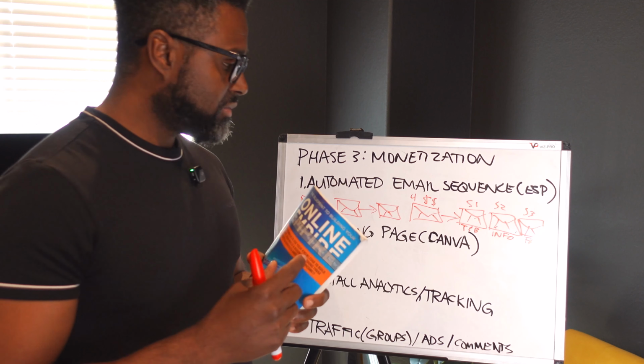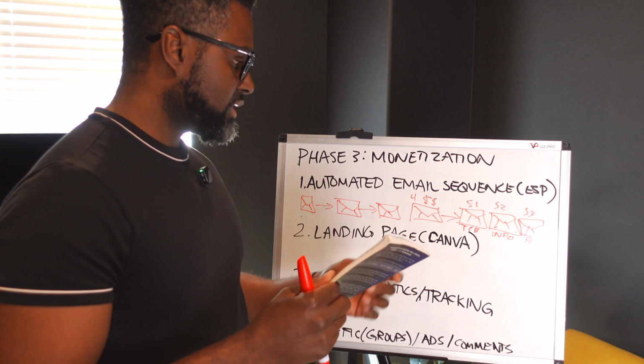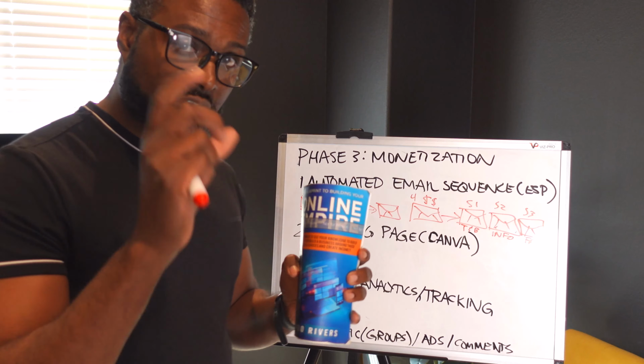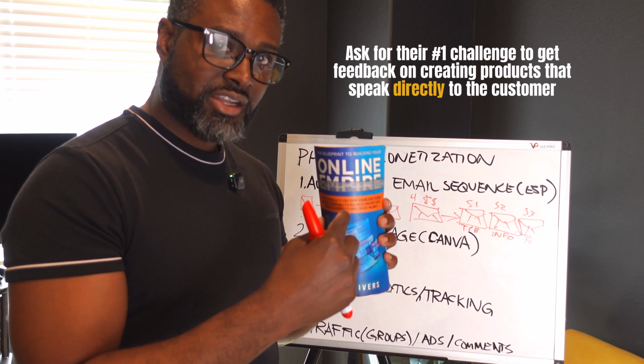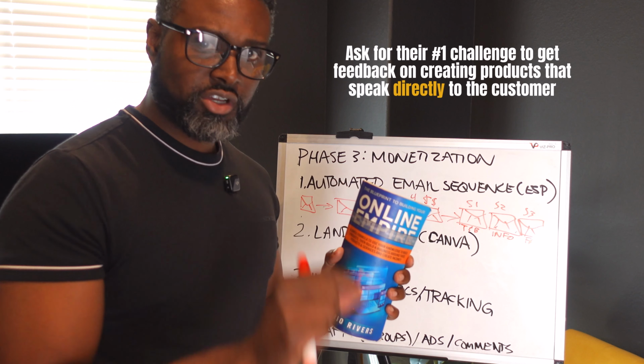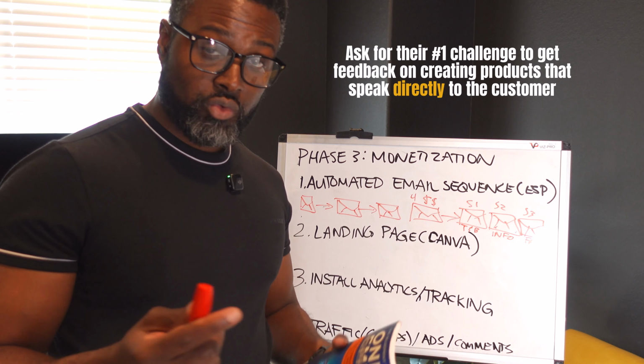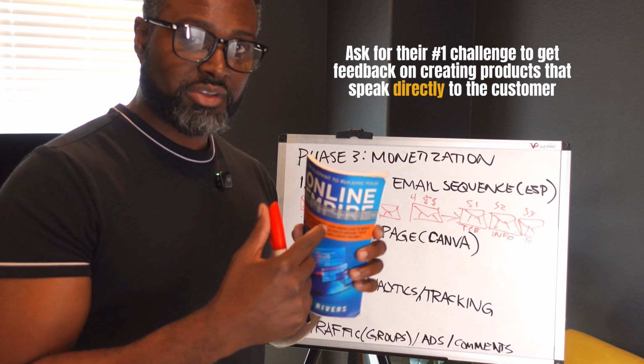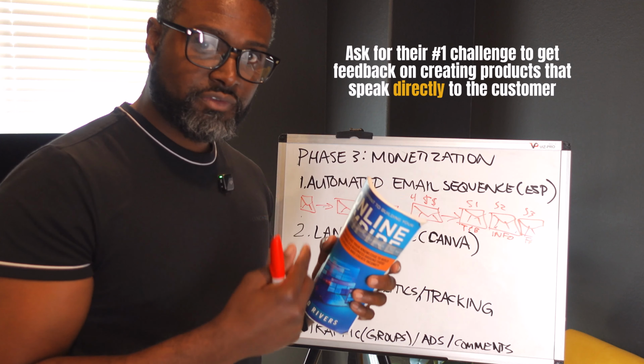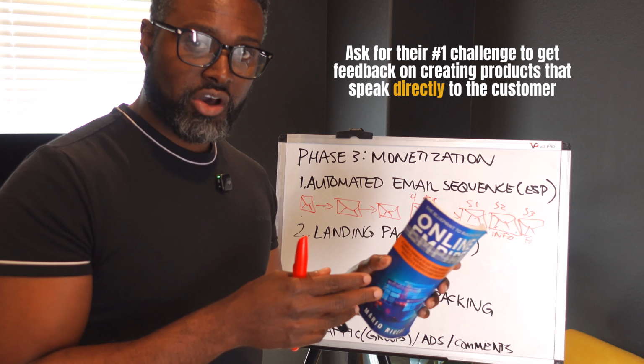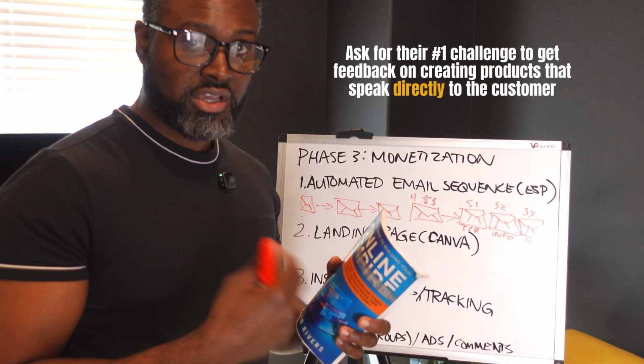On the form that they sign up to get this, there's a question that says, what's your number one biggest challenge? And if you want, you can make it required for them to get this. So that way you're getting feedback at the same time that you're building an audience. You're doing two things at once. I like to do that.